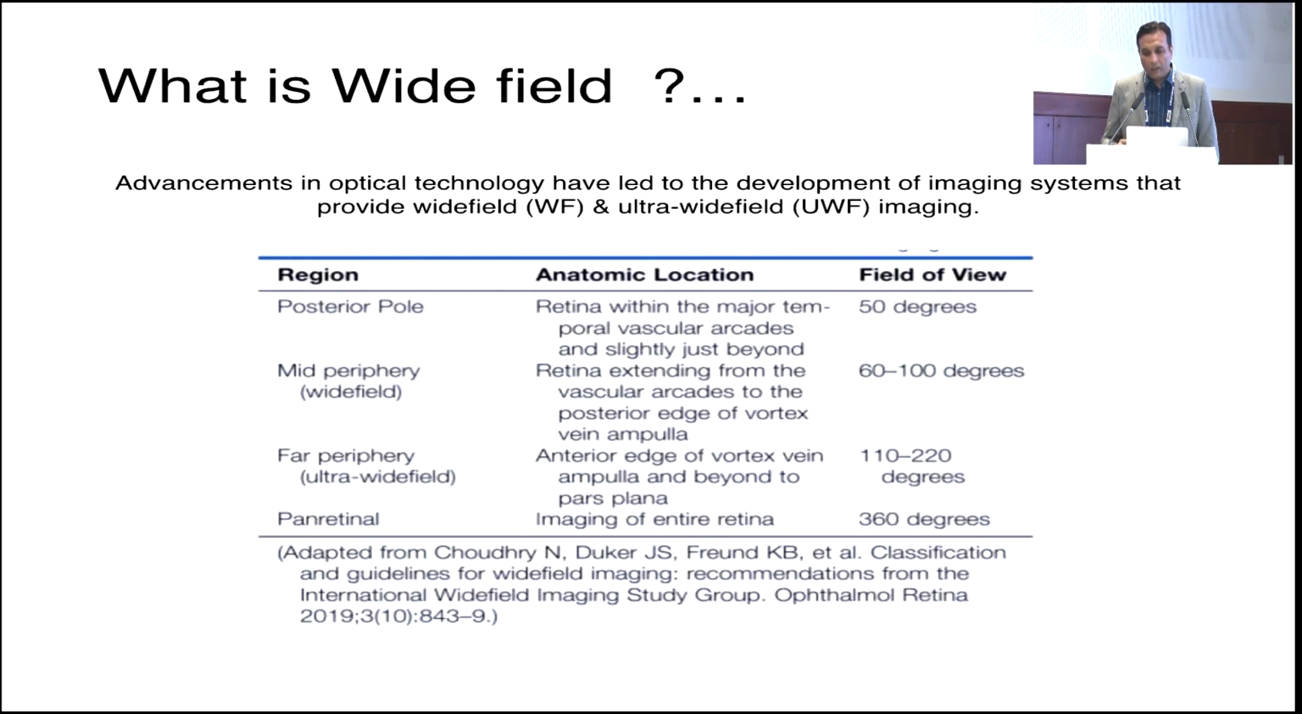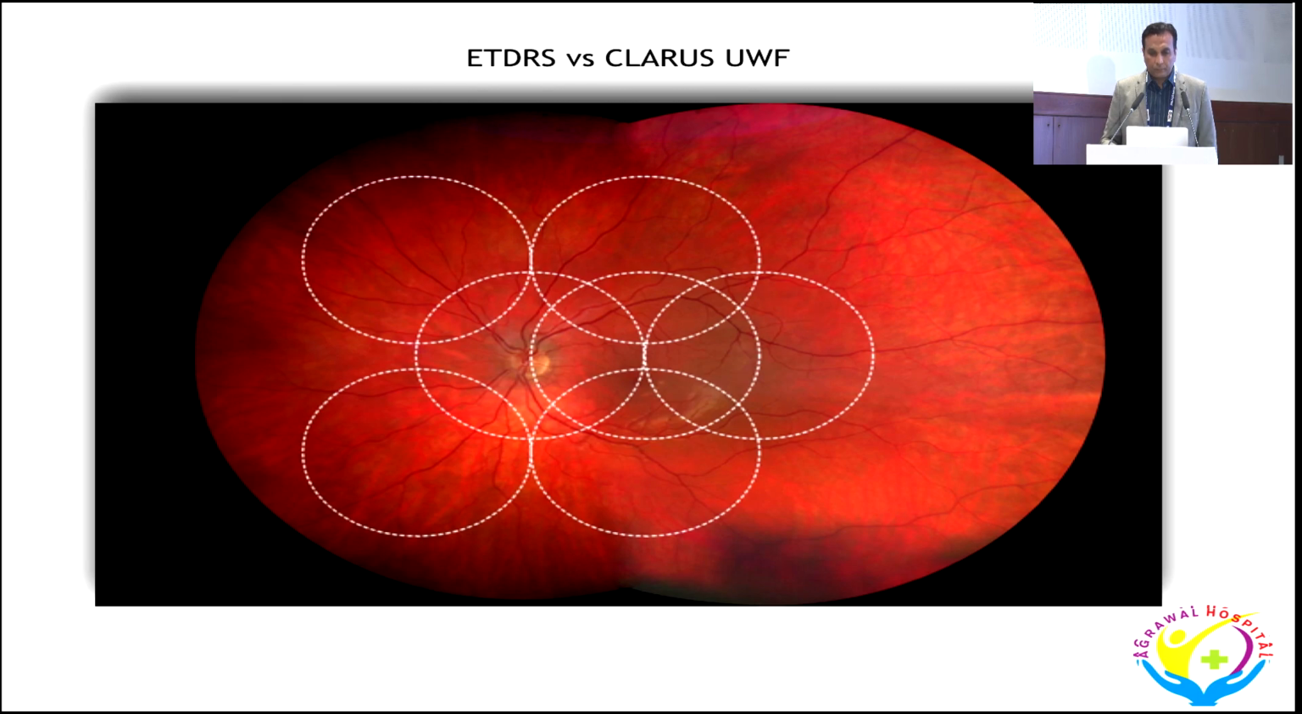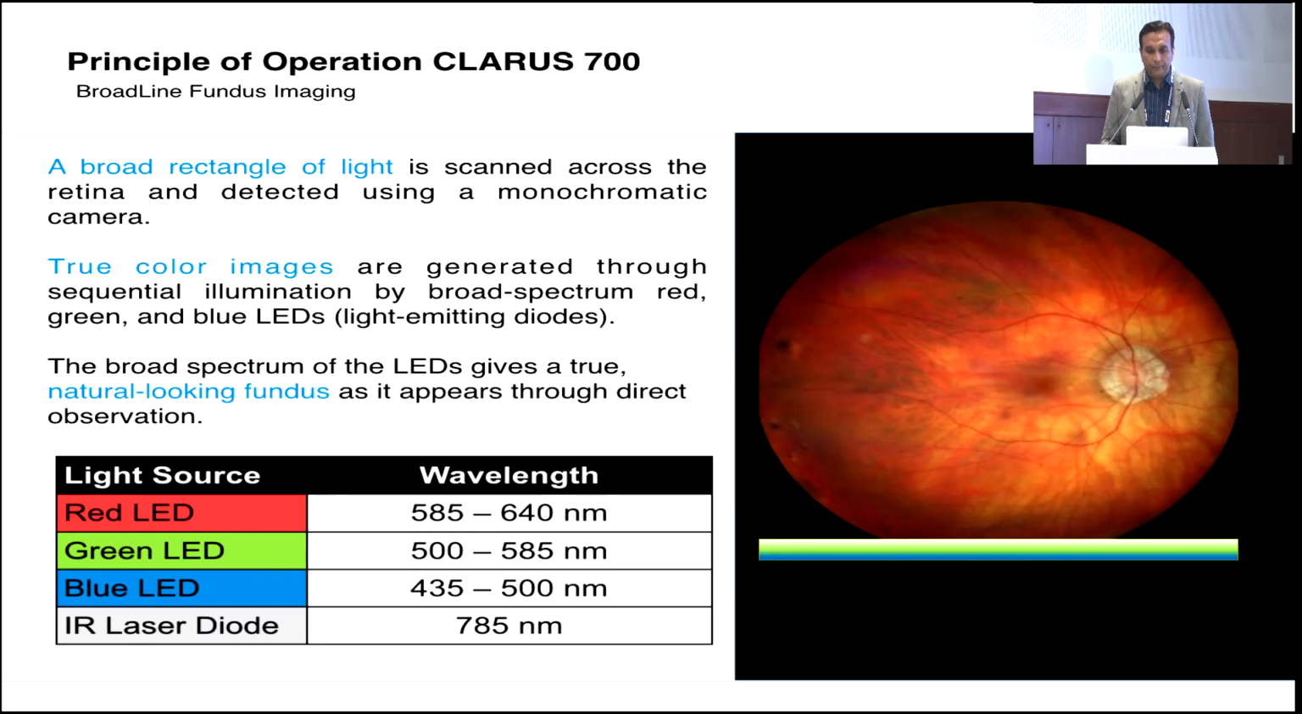So we have a nomenclature now, which says that the posterior pole is 50 degrees, and 60 to 100 degrees is classified as wide field, and more than 100 degrees is far periphery. Pan-retinal, that is 360 degrees, is still in the making, and right now no machine can capture the image of an entire retina. So this is the UWF of the Clarus I use, and these white circles are the ETDRS, that is 75 degrees, and you can imagine how much area we were missing previously, even after montaging.